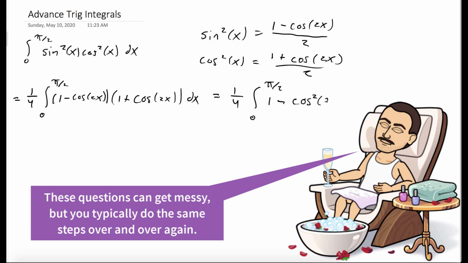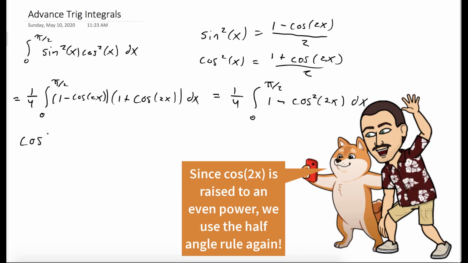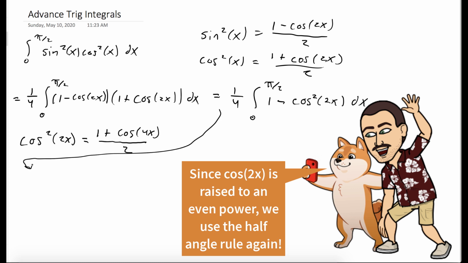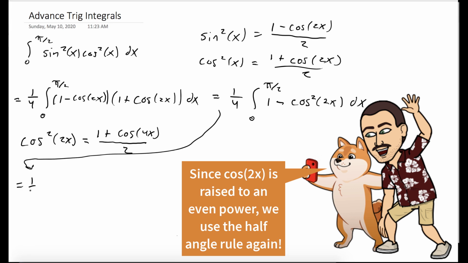And now we're in that same situation. We have cosine raised to an even power. We're going to have to use the half angle rule again. It's common in these types of questions that you may have to use the half angle rule 2 or 3 times before you can get to your final answer. So cosine squared of 2x is equal to 1 plus cosine of 4x over 2.